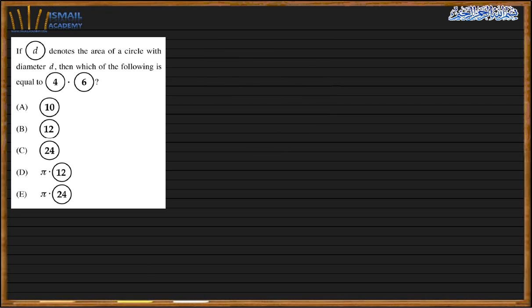Next, the question is the following. If circle D denotes the area of a circle with diameter D, that means circle D is the area of a circle with diameter D. What's the formula of the area of a circle with diameter D? It is pi d squared over 4. So this is the area of the circle using the diameter. Here they ask me to find the value of circle 4 times circle 6.